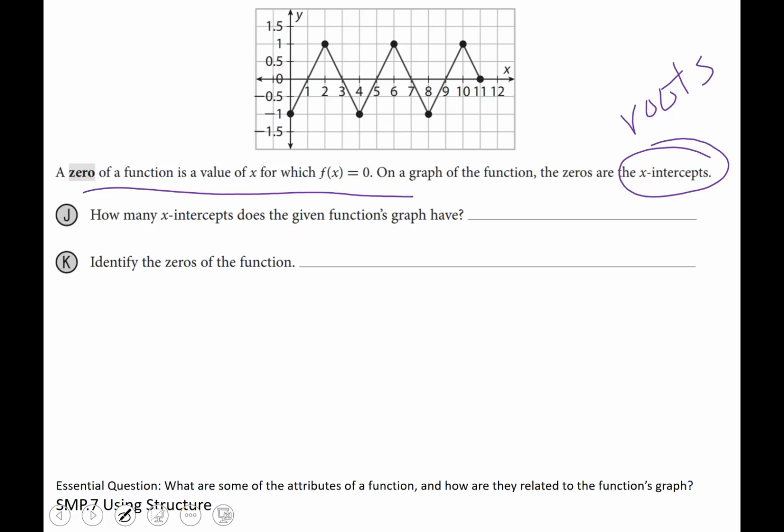So it's asking us how many x-intercepts the graph of the function has. So I'm going to count 1, 2, 3, 4, 5, 6. So it looks like there are 6 zeros or x-intercepts. It wants us to identify the zeros of the function. So we're just going to make a list of all those numbers where we circled where it crossed the x-axis. So 1, 3, 5, 7, 9, and 11.